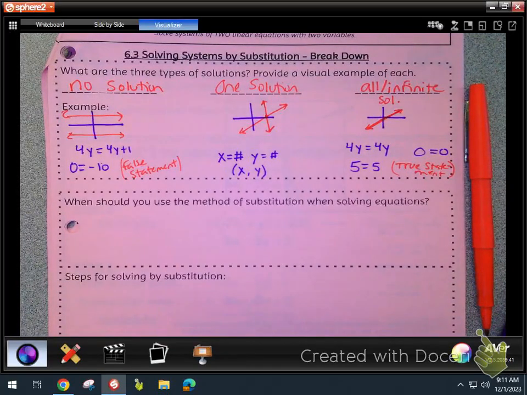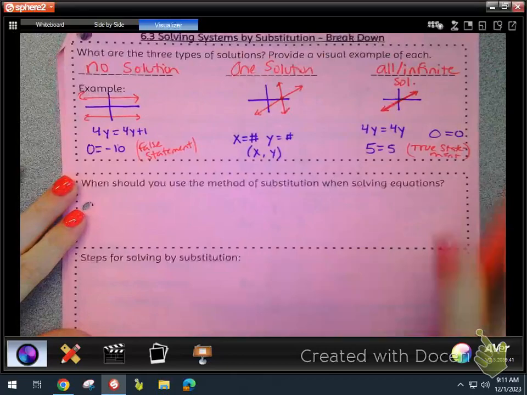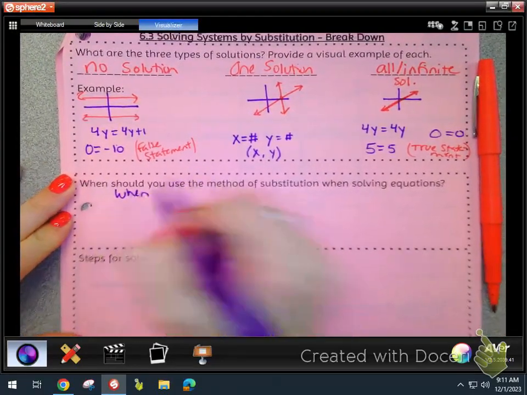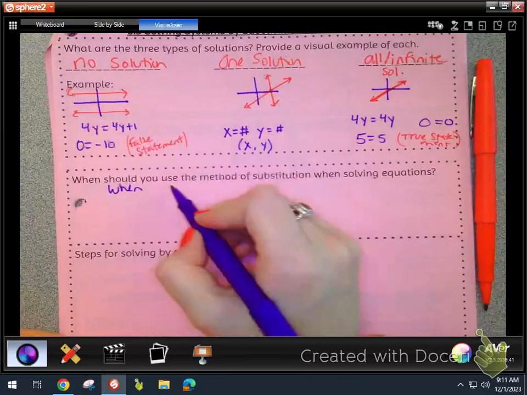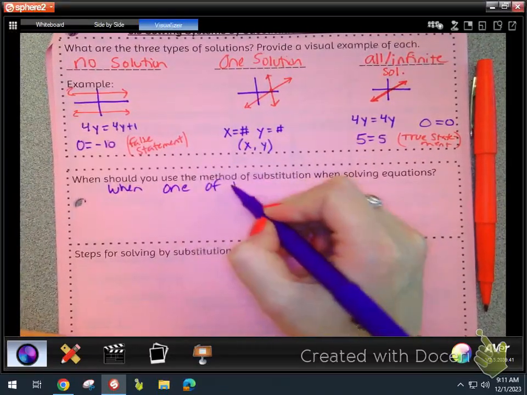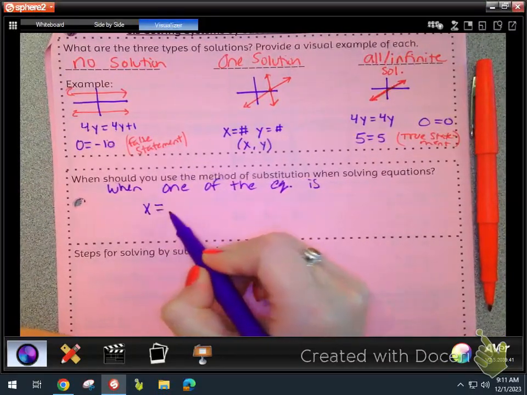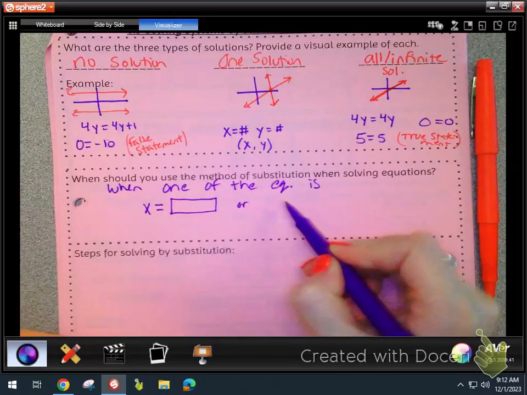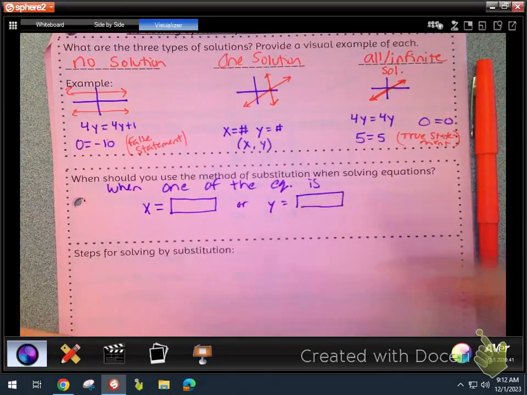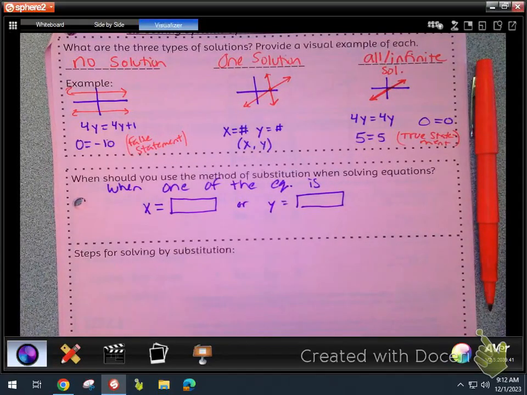So our giveaway for when we should use substitution is, let's write this down, when one of the equations is x equals something or y equals something. When you look at your system, your two equations, and one of them is written as x equals or y equals, that would be the indicator that, hey, I should probably use substitution.